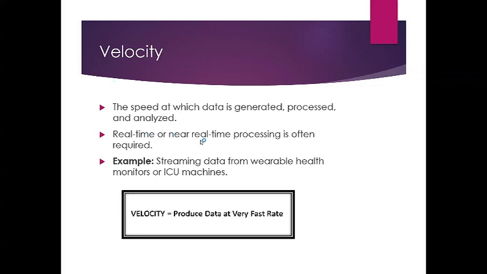Then real-time or near real-time processing is often required. So when it comes to velocity, big data needs processing in real time because it always keeps on generating, right? As an example, streaming data from wearable health monitors and ICU machines. So those are examples of this characteristic of big data under velocity, right?